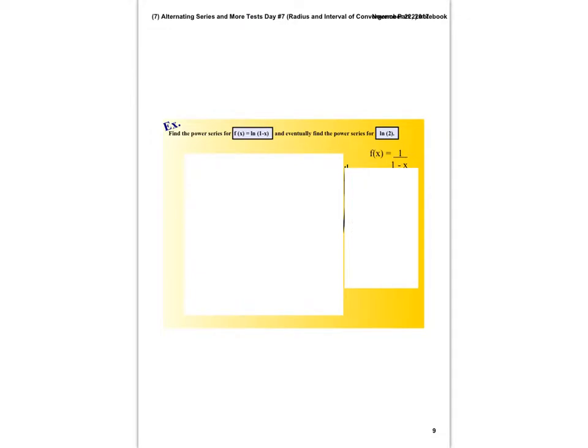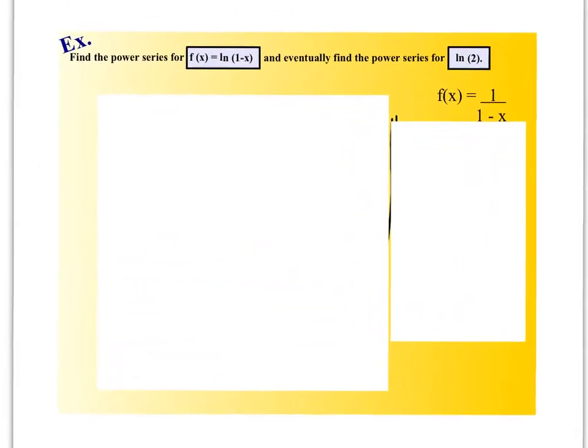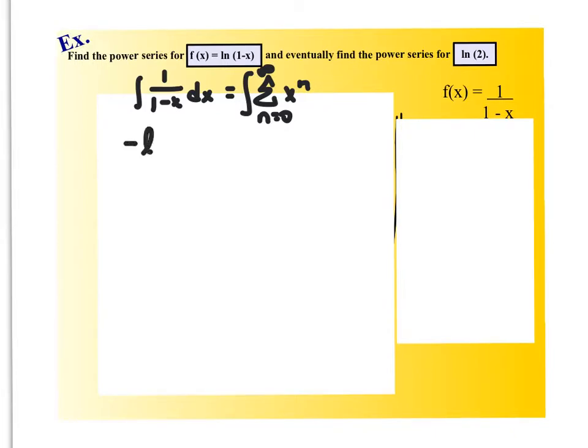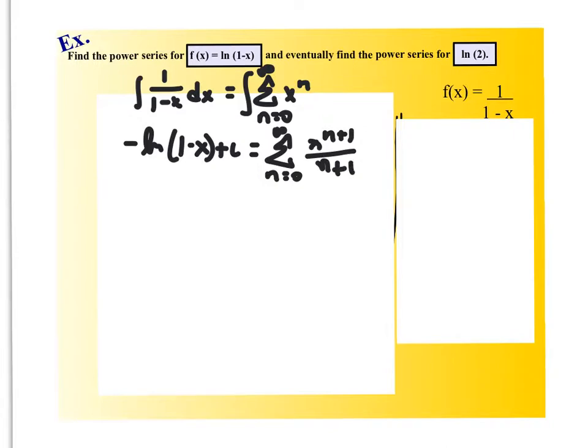Okay, so here I'm going to find the power series for f of x equals natural log of 1 minus x. 1 over 1 minus x equals the power series from n equals 0 to infinity of x to the n. Therefore, their integrals should then be the same. Now, what we did on the previous page is we determined that the integral of this was negative natural log of 1 minus x plus c. Over here, if I integrated this, I would get this sum from n equals 0 to infinity of x to the n plus 1 over n plus 1.